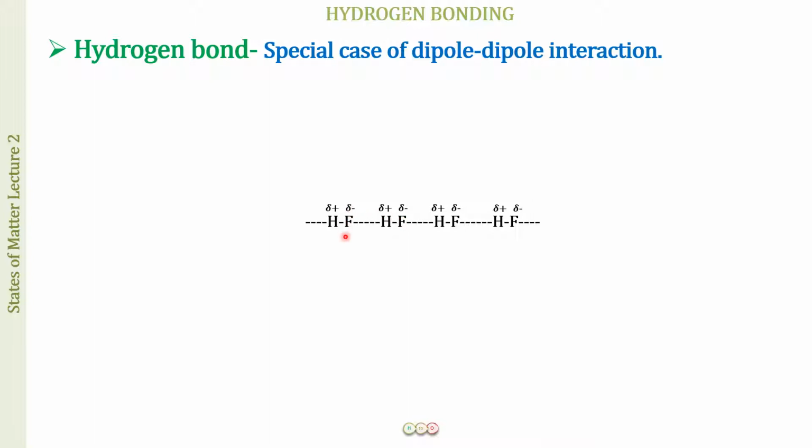There is a partial negative charge on fluorine, and a partial positive charge on hydrogen. So the next molecule also has a partial positive charge on hydrogen. So these two are going to attract each other. This is a dipole-dipole interaction. Now why do we call this a bond? That is what we have to understand over here. We are calling this dipole-dipole interaction between the two HF molecules a hydrogen bond. Why do we call it a bond? That is something that we have to understand, right?